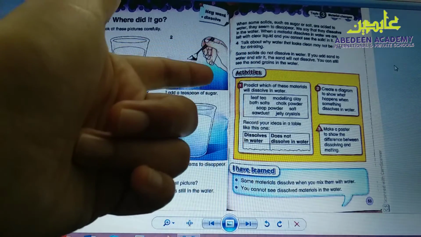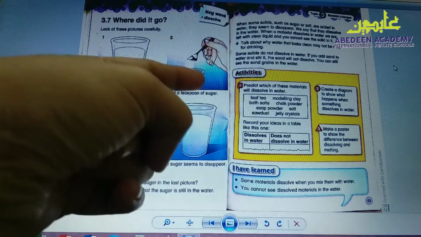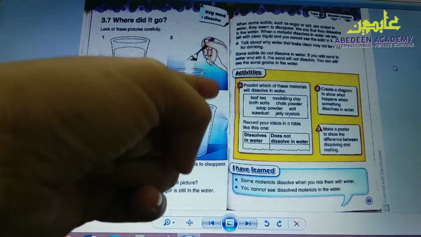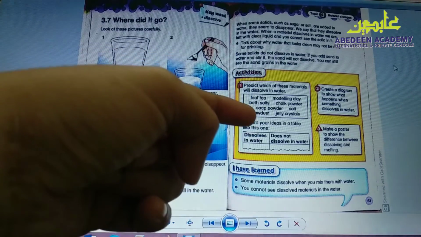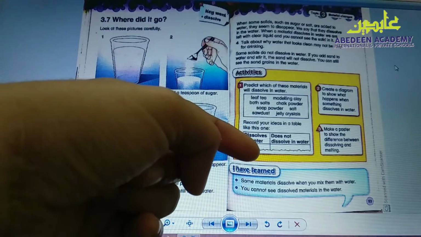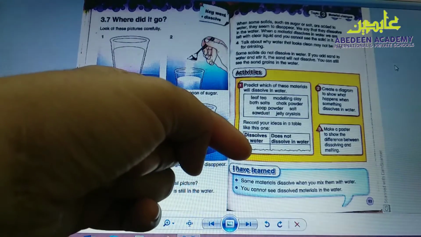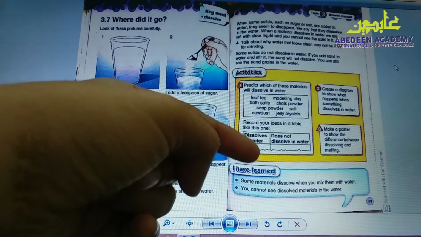This we will talk about during Skype tomorrow. Some solids do not dissolve in water. If you add sand to water and stir it, the sand will not be dissolved. You can still see the sand grains in the water.